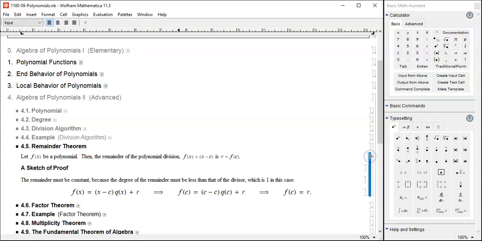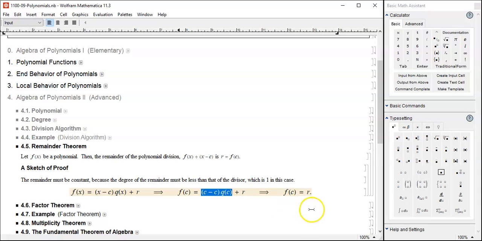The proof is actually pretty simple. Put it into this division algorithm. Instead of the remainder r of x, we have just r, for the same reason we just talked about. This has degree 1, so this has to be degree 0. So it's just r, the real number. And then here, plug in x equal to c. Then f of c is c minus c times q of c, that's 0.